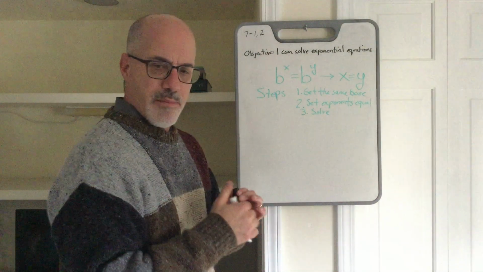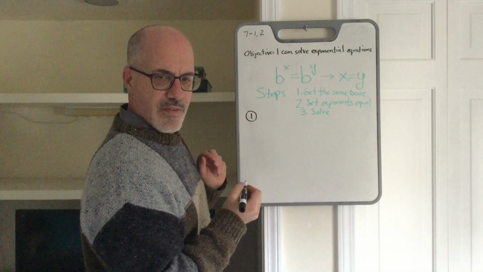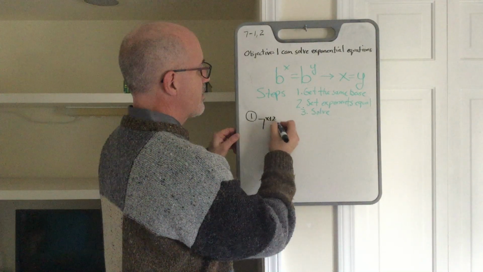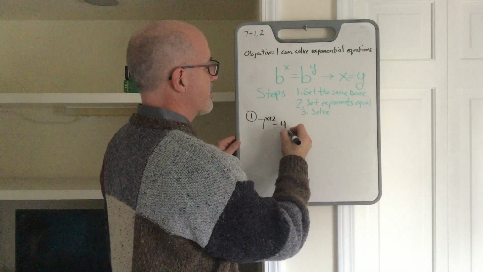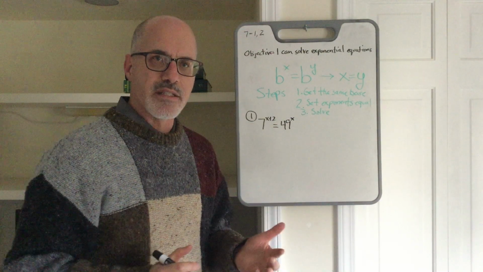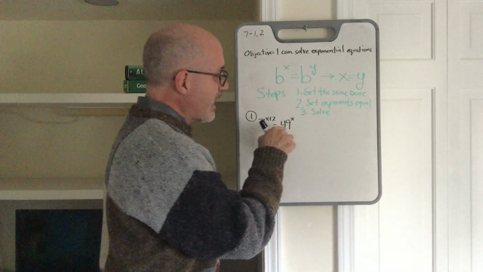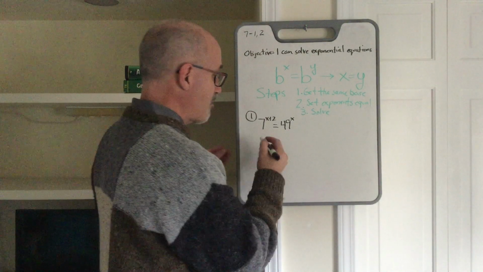So the first problem I want to do is if we've got 7 to the x plus 2 power, and that's equal to 49 to the x. You look at these two and they have different bases. So our first step is we've got to get the bases to be the same. Well, we can get this 49 to be a 7 squared. That's the same base as this one.